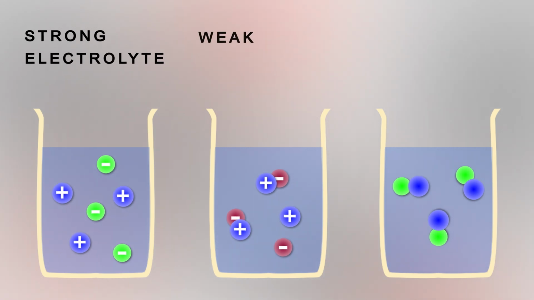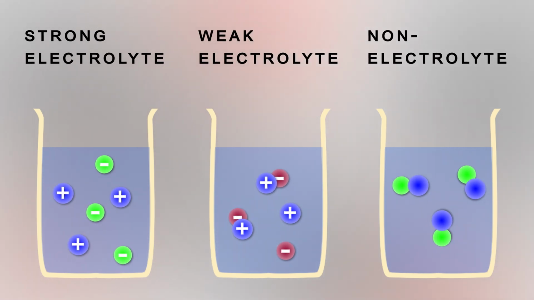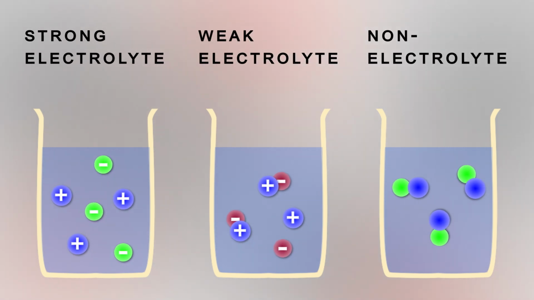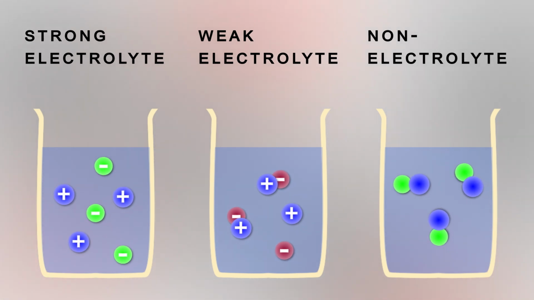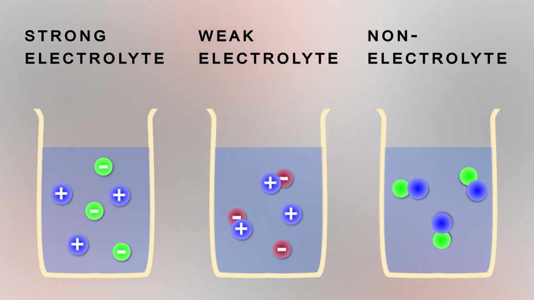Next, let's talk about electrolytes. When you dissolve a substance in water, it may or may not produce ions. A strong electrolyte dissolves completely and forms ions. A weak electrolyte dissolves only partially, so only some ions form. A non-electrolyte does not form ions in water.